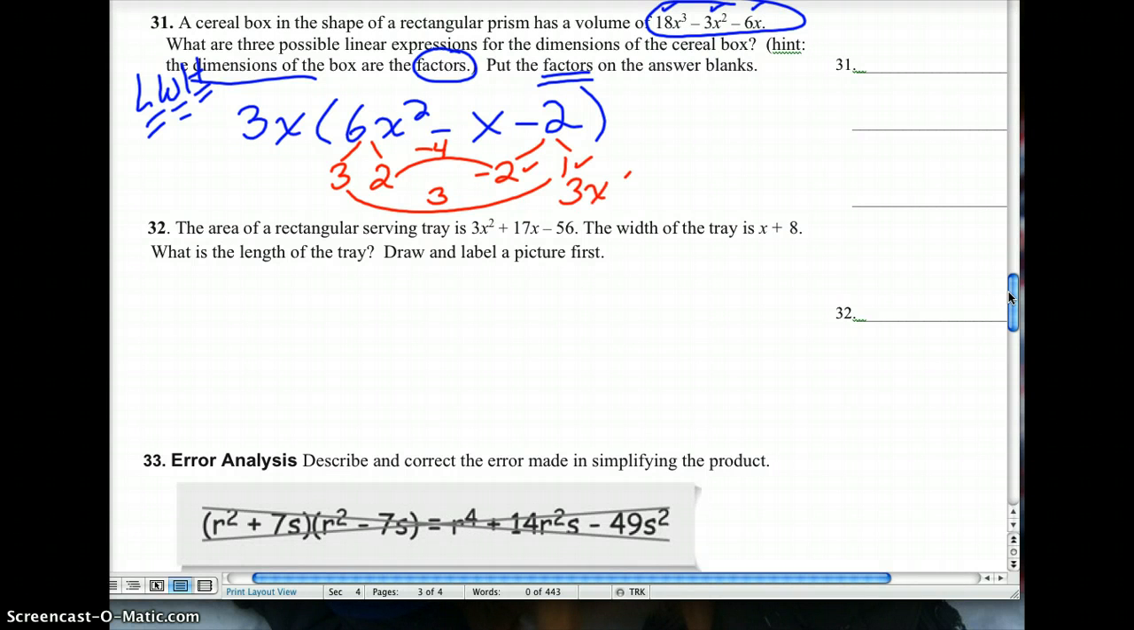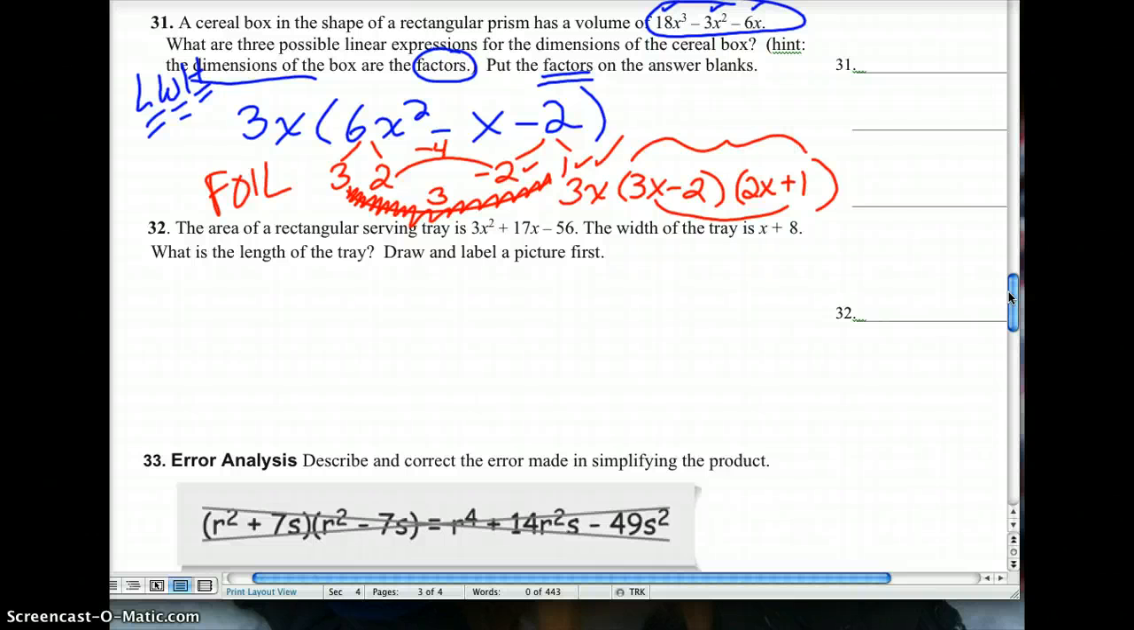When I pair them with my other two, watch what happens. There's the 3x I pulled out front. I know I need to lead for the remaining trinomial into 3x and 2x. I've also linked my 3 with a +1. So my 3 on the outside goes with a +1, and on the inside then goes a -2. Again, for checking these, I could FOIL this and then multiply everything by 3x and I'll get this original one back.